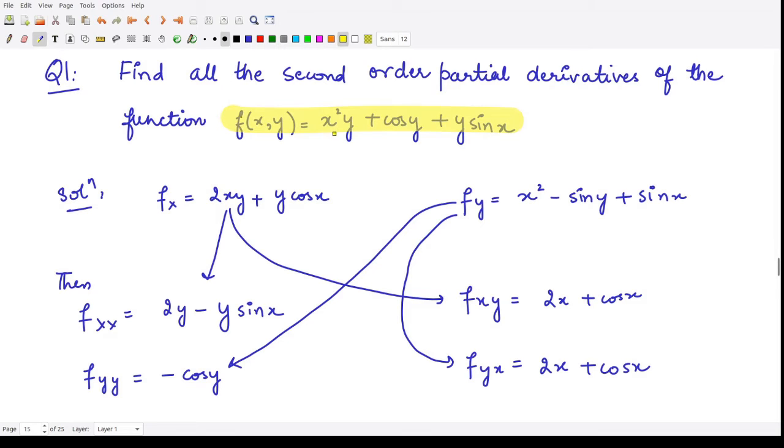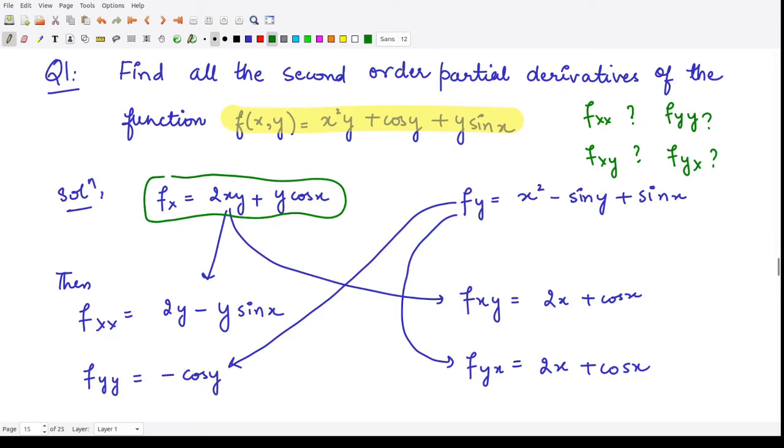So the function is given to be x squared y plus cos y plus y sin x. Now, what are all the partial derivatives? First is fxx, then fyy, and then we have fxy, and then fyx. So we'll compute all four of these. Firstly, we'll require the first derivatives with respect to x and with respect to y.